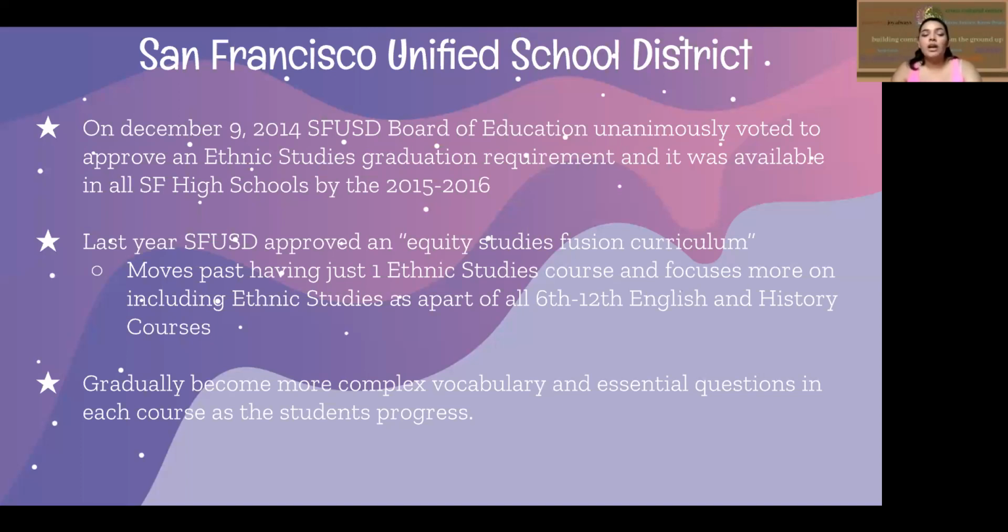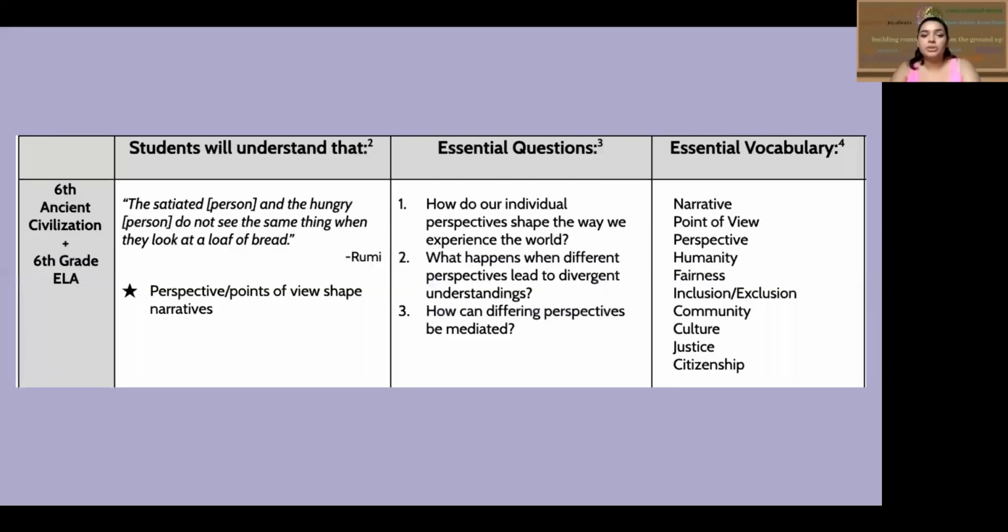San Francisco Unified School District has moved to make it a part of all 6th through 12th grade English and history courses. So all throughout middle school and high school, students will be taking ethnic studies courses. The way they do this is through making it gradually become more complex, having them answer different questions, and working towards that. I'll give a few examples in the next slide.